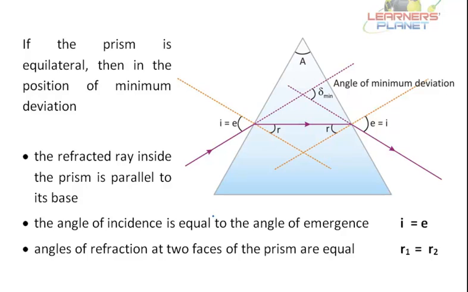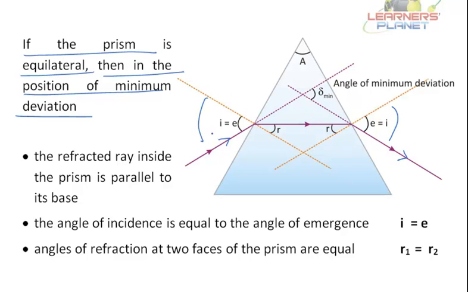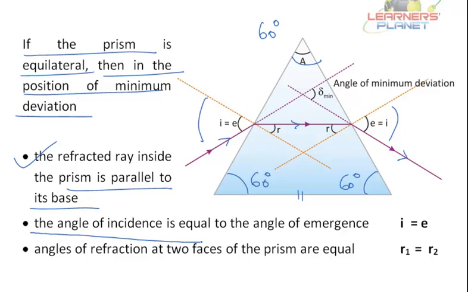Now for this particular angle of minimum deviation, there is a special case that you should keep in mind: if the prism is equilateral, then in the position of minimum deviation, this angle of incidence will be equal to this angle of emergence. This angle and this angle will be the same, provided all the three angles are 60 degrees. It should be an equilateral prism, and the ray inside the prism is parallel to the base. Angle of incidence is equal to the angle of emergence, and the two angles R1 and R2 will also be the same.